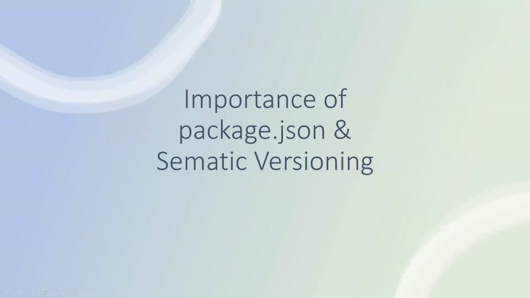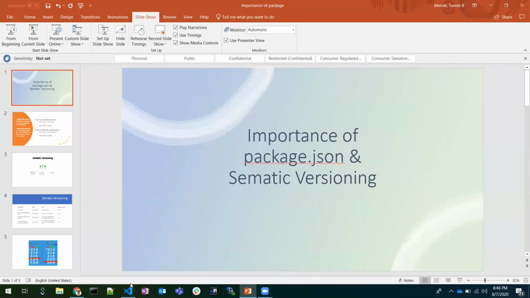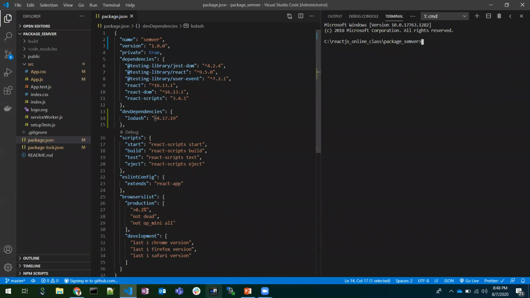Hi all. Today we look into the importance of the package.json file and semantic versioning. Any project we clone from GitHub, whether it is a React application, Angular application, or Vue application, the first step we do is npm install.